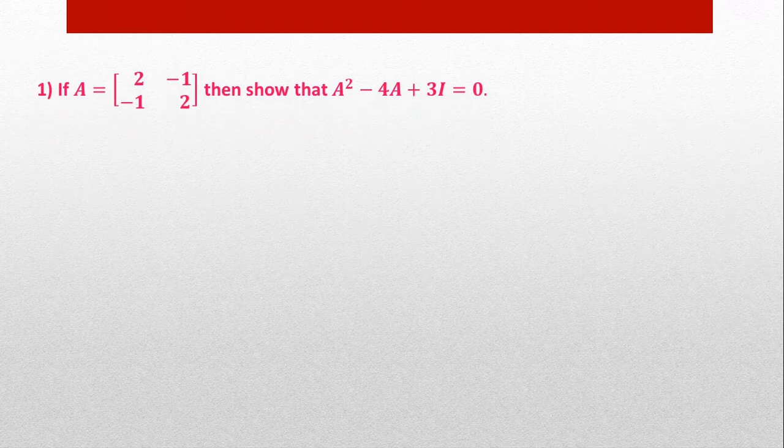See here. Suppose the matrix is given to you. A is equal to [2, -1; -1, 2], means a 2 by 2 matrix. Then show that A square minus 4A plus 3I is equal to 0. This is called a matrix equation. We have to prove this equation if the matrix A is given to you. Okay, so we will discuss this question today.